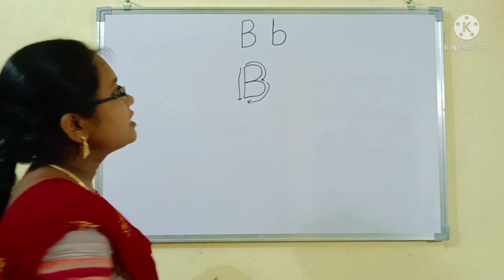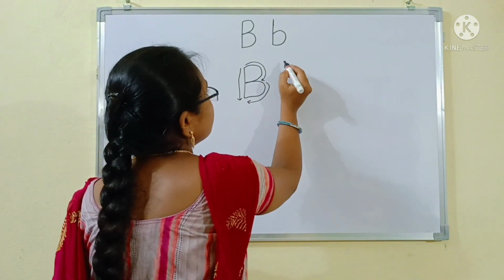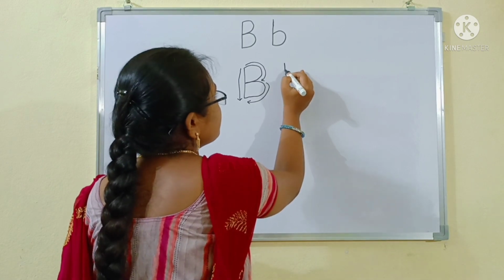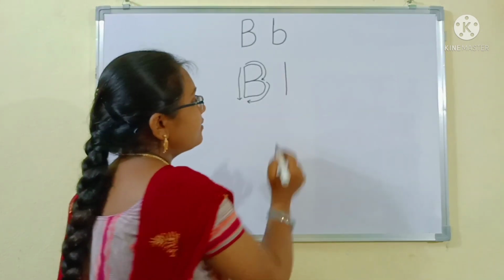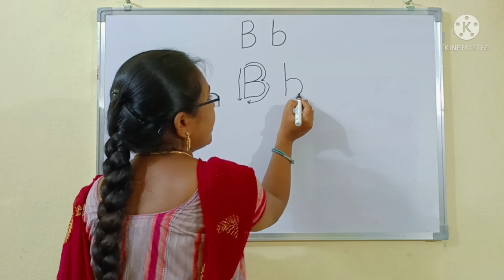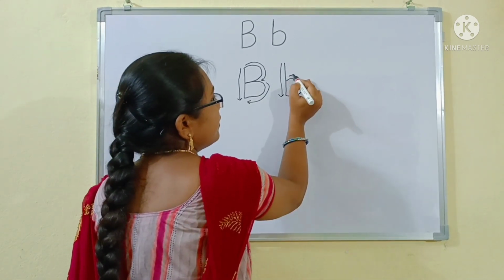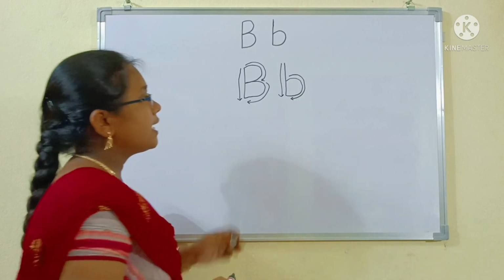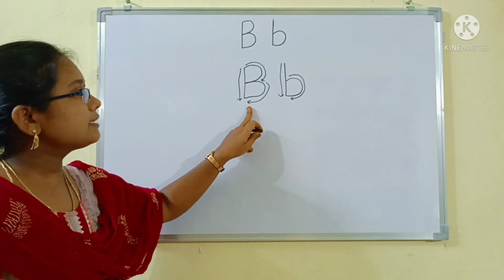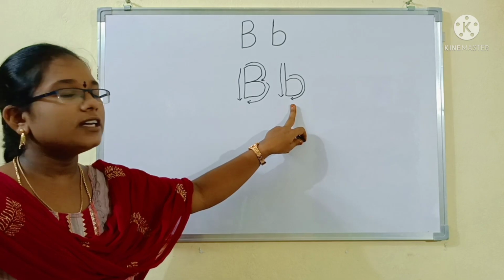And then we draw small letter. How do we write small letter? First you draw a standing line and then you draw a right curve. In this direction, we write like this. Okay, this is the capital letter B and this is the small letter B.